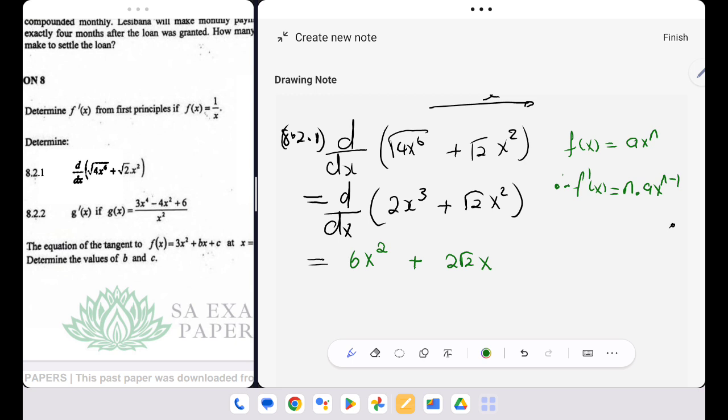So please note, guys, you must keep on writing d over dx, but as soon as you write your derivative, you don't have to write it again, because d over dx tells you to derive. So as soon as you are writing the answer to your derivative, you don't have to write d over dx.